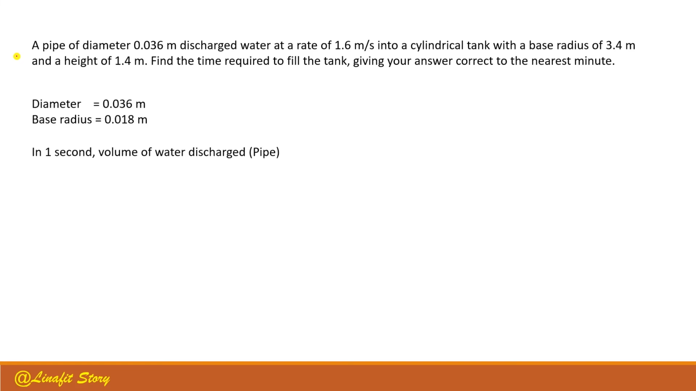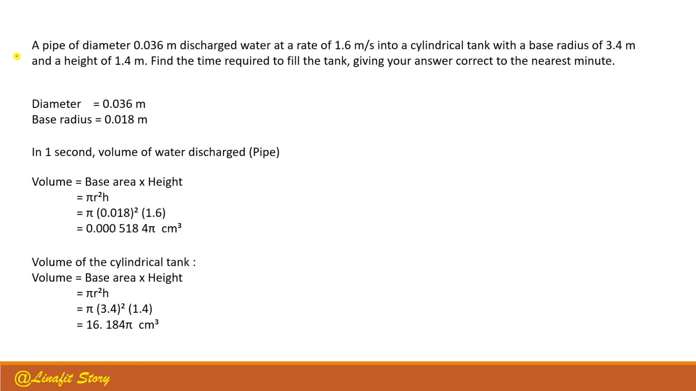In 1 second, volume of water discharged is base area times height, so pi times 0.018 squared times 1.6 is equal to 0.0005184 pi cubic m. And then find the volume of the cylindrical tank is pi times 3.4 squared times 1.4 is equal to 16.184 pi cubic m.